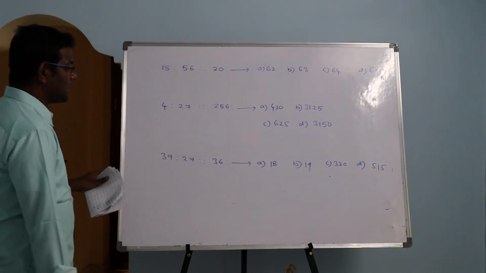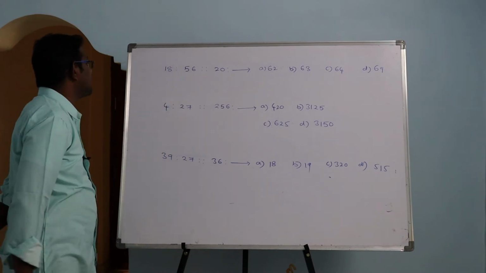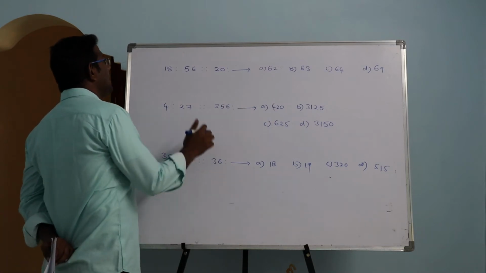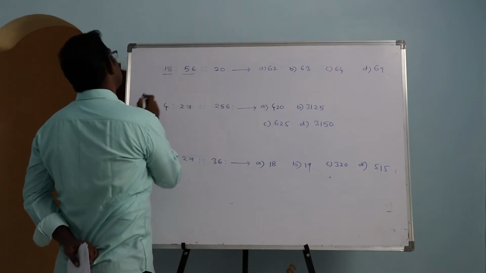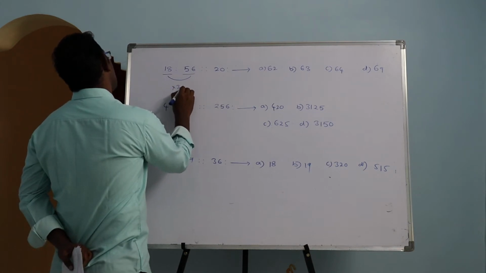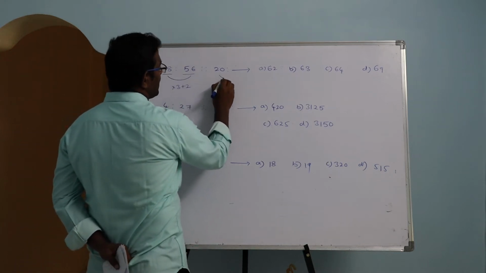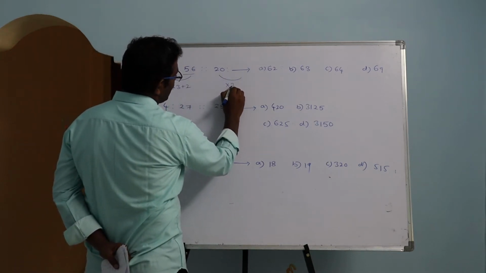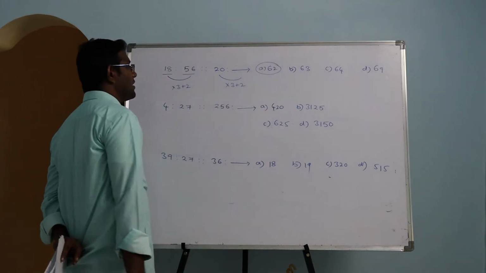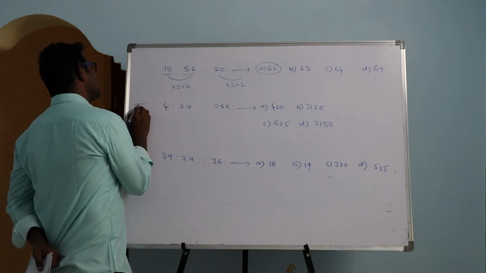You can observe it. 18 is 56 as 20 is dash. Is there any relation between 18 and 56? Sir, 18 3s are how much? 54 plus 2, 56. 3 plus 2. In the same way, 20 3s are 60 plus 2, how much, sir? 62 is your answer. 62 is the right answer.